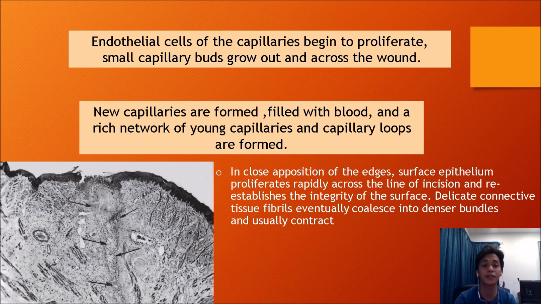Then, endothelial cells of the capillaries begin to proliferate. Small capillary buds grow out and across the wound. New capillaries are formed, filled with blood, and a rich network of young capillaries and capillary loops are formed. In this picture, this thin linear incision shows regeneration of the damaged tissue, which occurs quite rapidly.